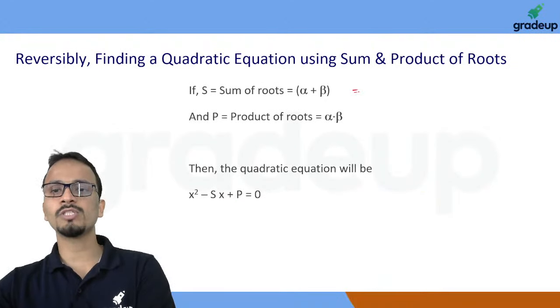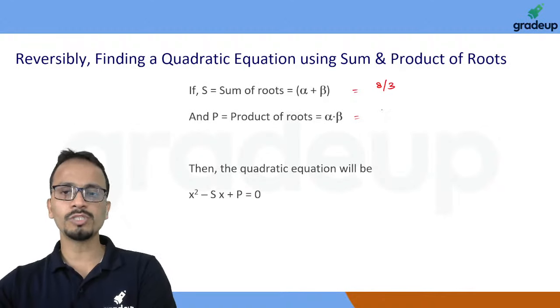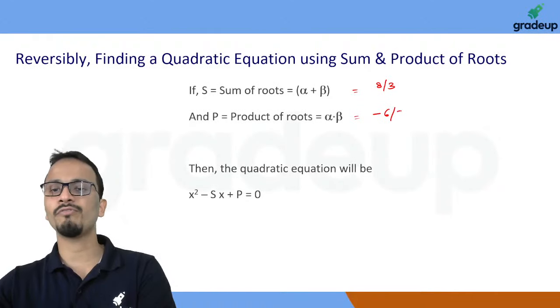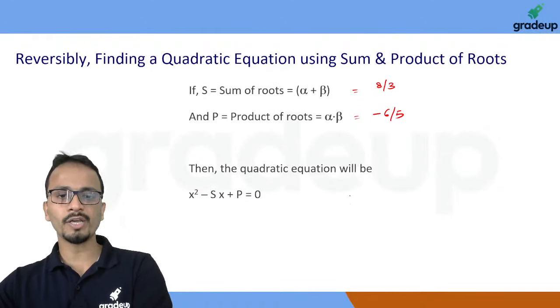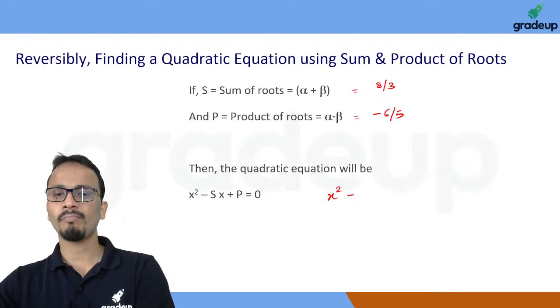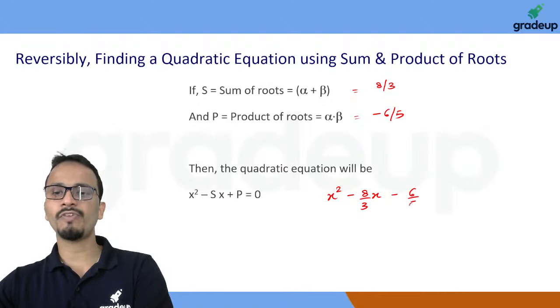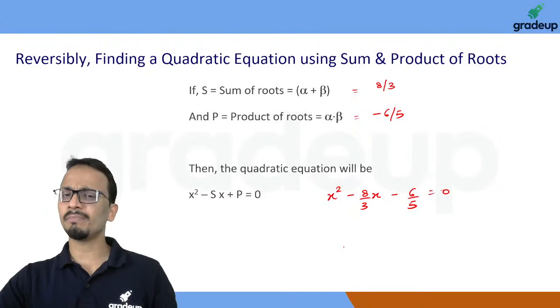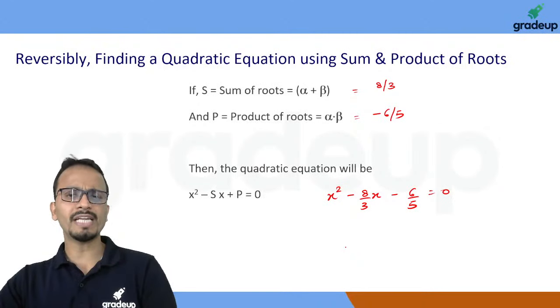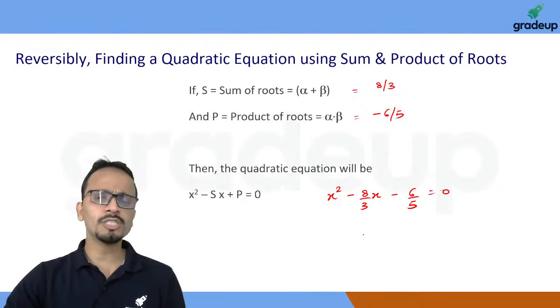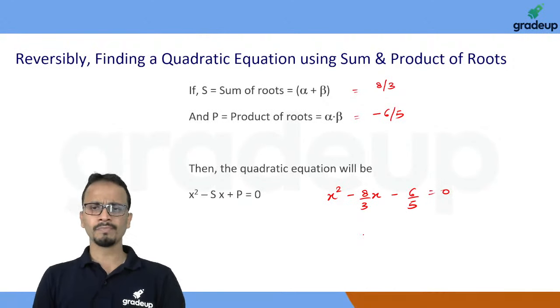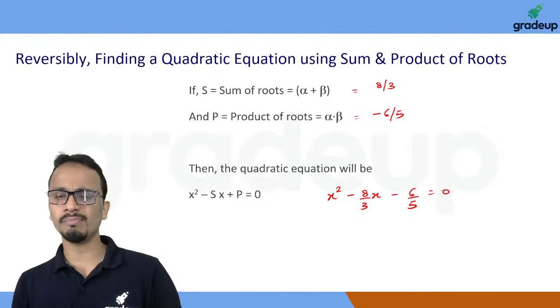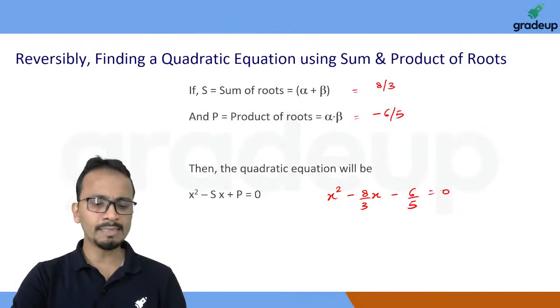So let's say the sum of the roots is given as 8 upon 3 and the product of roots is given as minus 6 upon 5. So you can write the quadratic equation as x square minus 8 upon 3 x minus 6 upon 5 equal to 0. Now you can take LCM and simplify, or you may leave it as it is. It depends on the options that are given to you, which you have to mark. So you may also take LCM and write this equation in simplified manner.